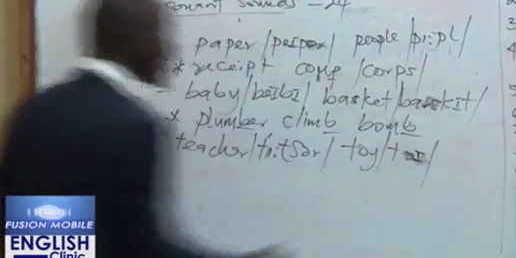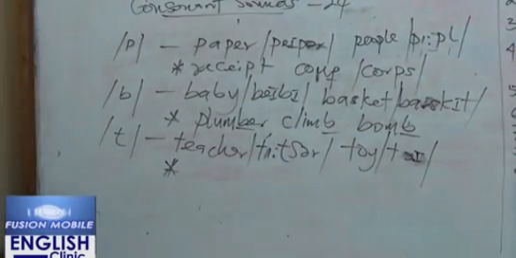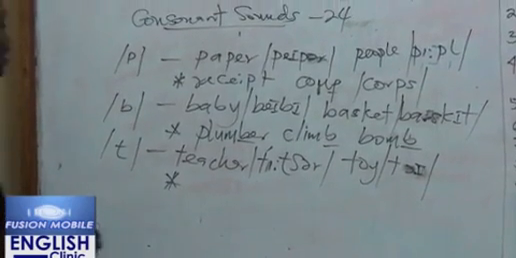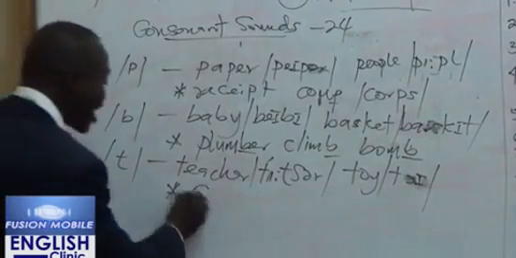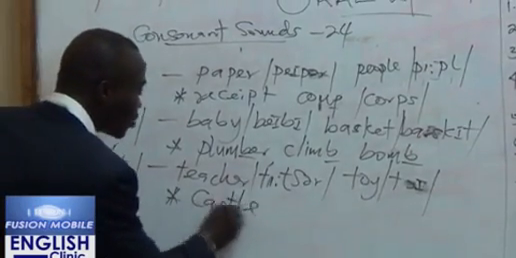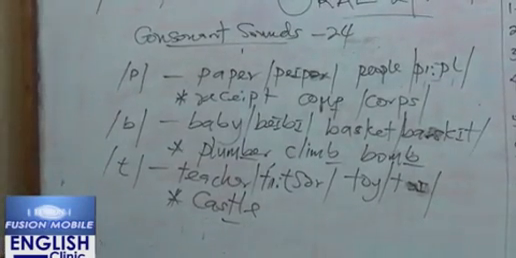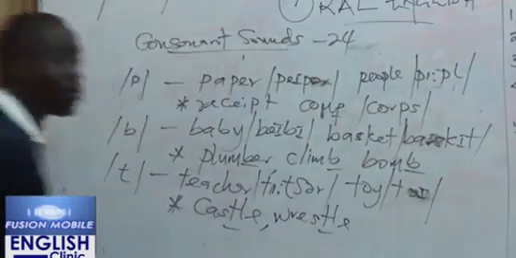You have it in a word like toy. Once again, you may have words where you have the letter T, and the T is not pronounced. For instance, in a word like castle. Castle. Even though you have the letter T there, the letter T is silent. In a word like wrestle, the letter T is silent.